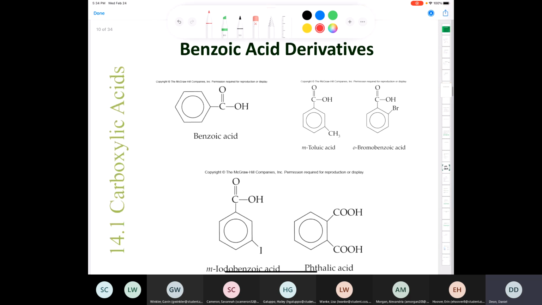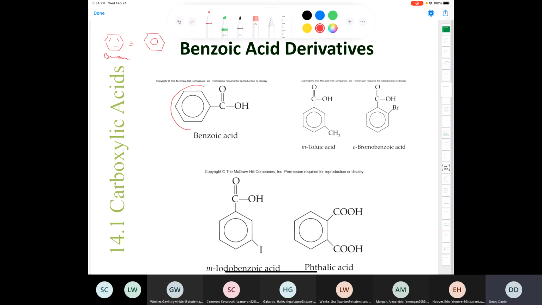Well, what about benzoic acid derivatives, okay? By now, you know that when you have a six-membered ring that has double bonds that alternate like this, we call that benzene. So this is benzene. And another way to draw benzene is just to draw a hexagon and then put a circle in it like that. So this is the benzene portion of benzoic acid. And then we have our carboxylic acid attached to it, and that's where the name benzoic acid comes from. It's a carboxylic acid derivative of benzene.